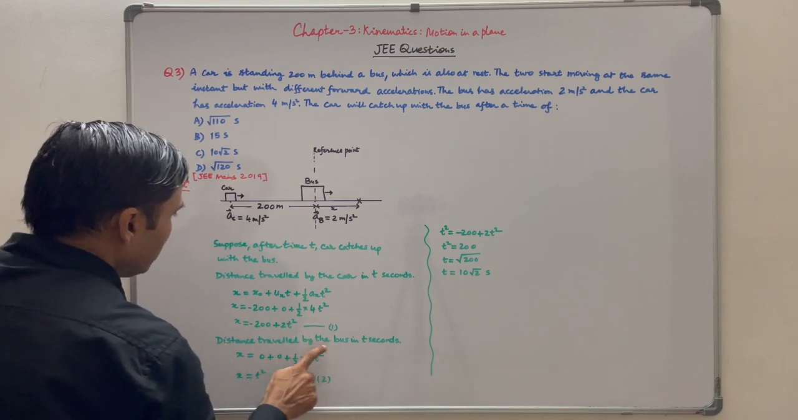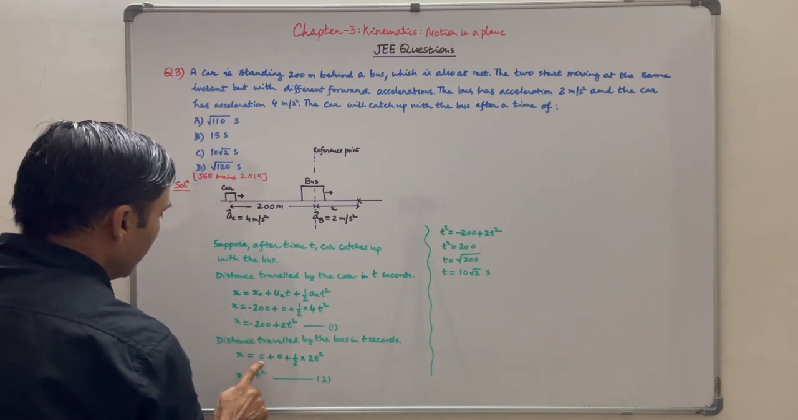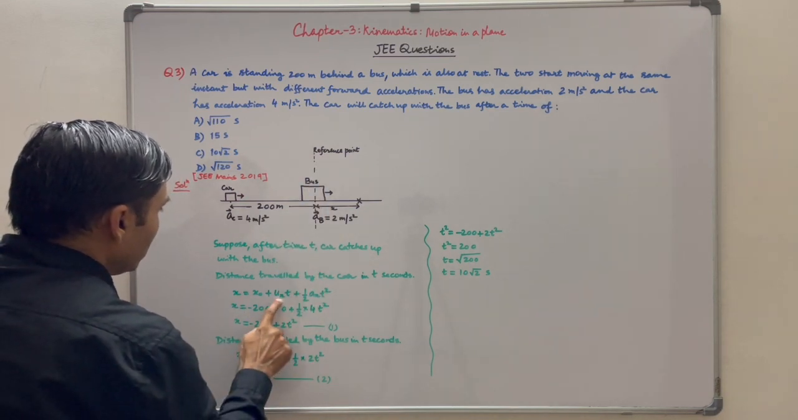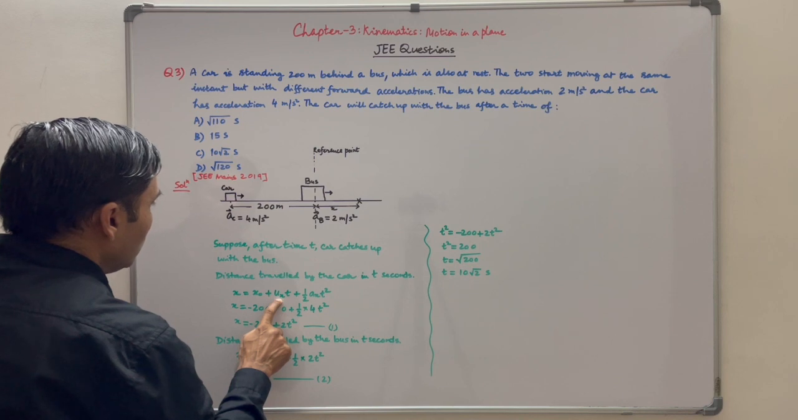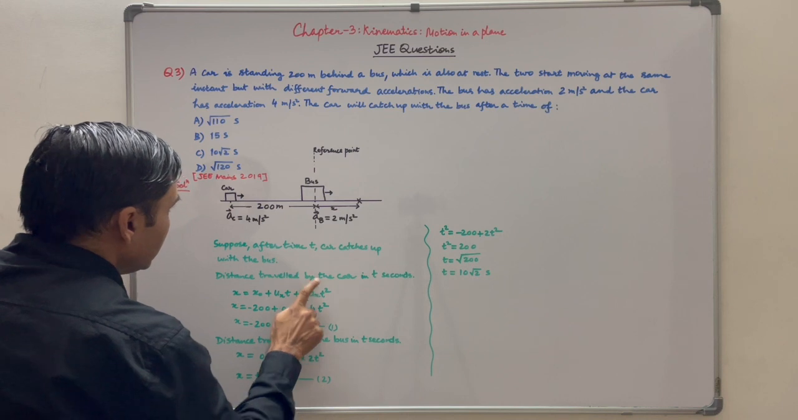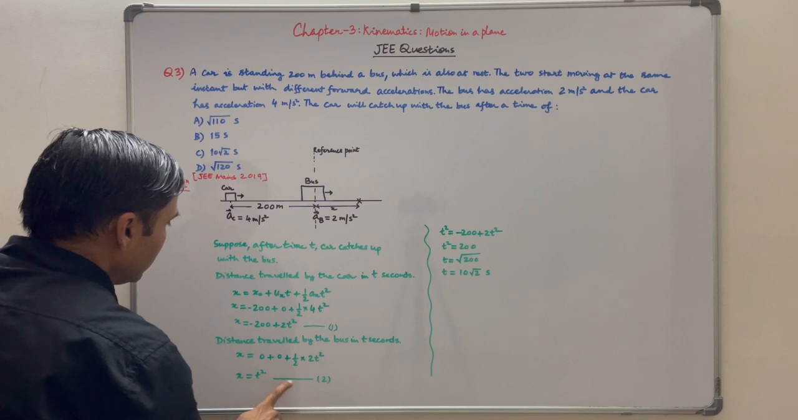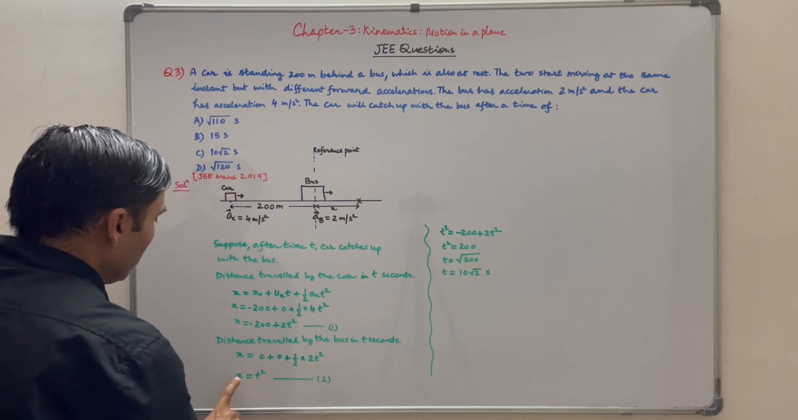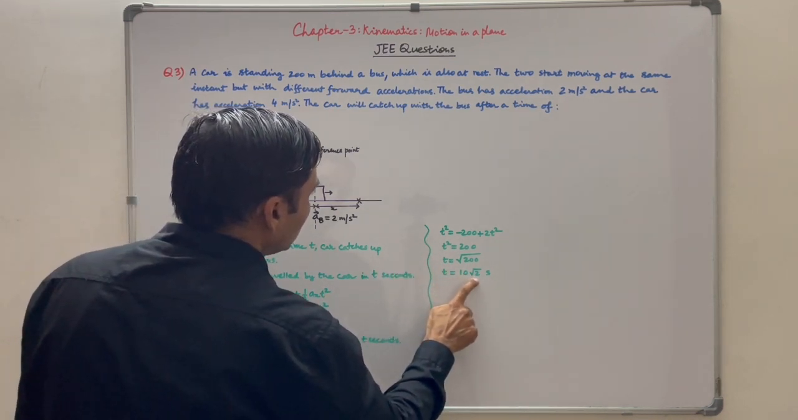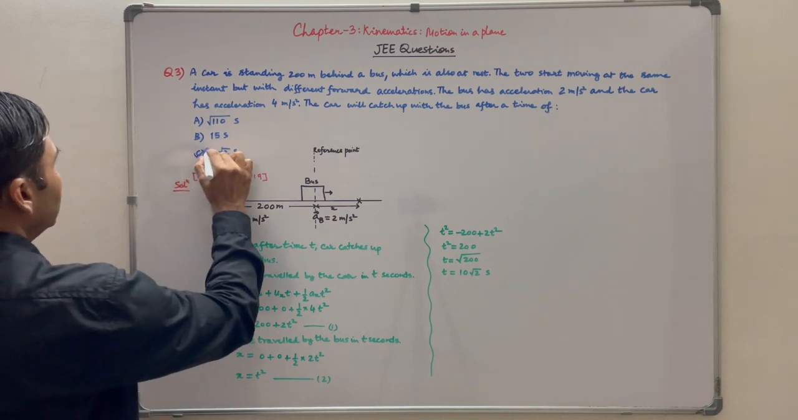Now the distance traveled by the bus in t seconds will be x. X is equal to x0, where x0 is 0 as this is our reference point, plus the initial velocity of the bus at t equals 0, which was 0 because the bus was standing, and acceleration is given as 2 meter per second square. So x is equal to t square. This is our second equation. Put the value of x in the first equation. So t comes out to be 10 under root 2 seconds. So our correct option is option C.